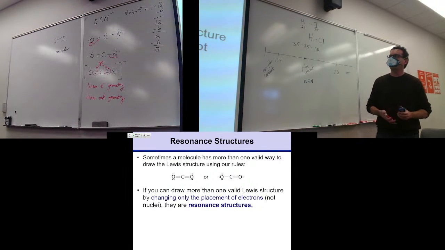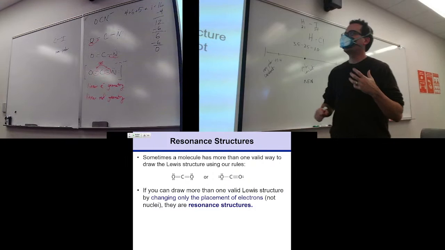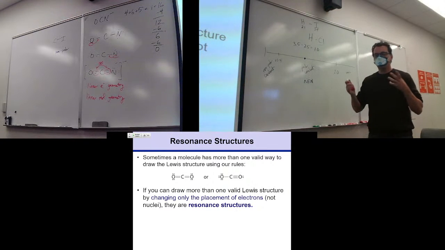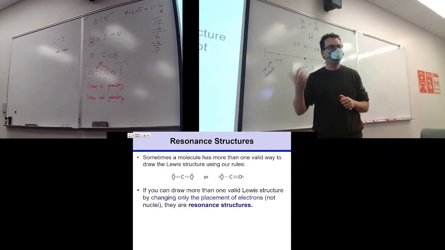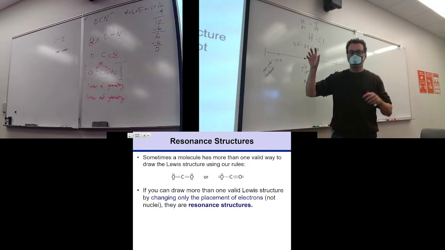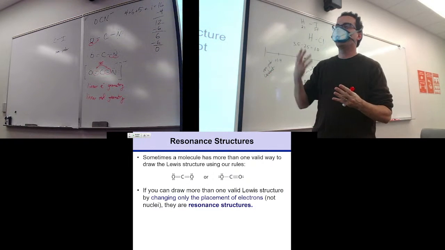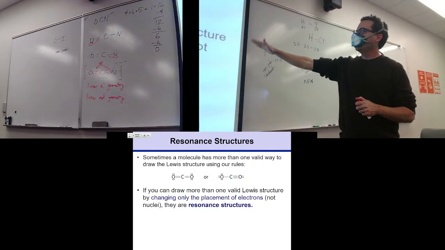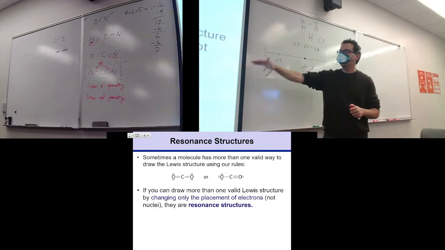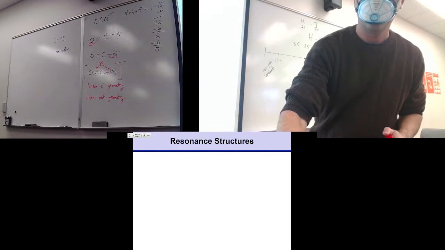So one thing we ignored was something called a resonance structure. And you get resonance structures when you start drawing molecules, and you realize you can draw them a couple different ways. So a lot of you did nitrate or nitrite, or you did sulfate or phosphate. And the question was, where do I put the double bond? This oxygen or this oxygen? That's a perfect case where you have a resonance structure. So what does that mean? If you can draw more than one valid Lewis structure by changing the placement of the electrons, not the nuclei, you're just moving electrons, then they are resonance structures.